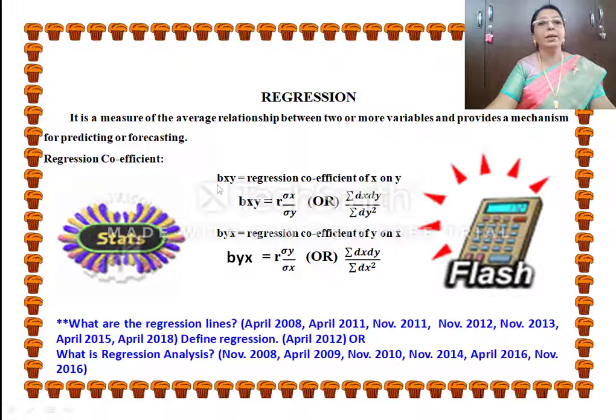So bxy is the regression coefficient of x on y. bxy is given by the formula r standard deviation of x by standard deviation of y, or it is sigma dx dy divided by sigma dy squared. The other coefficient of regression, which is y on x, that is byx, is equal to r standard deviation of y by standard deviation of x, or it is sigma dx dy divided by sigma dx squared.